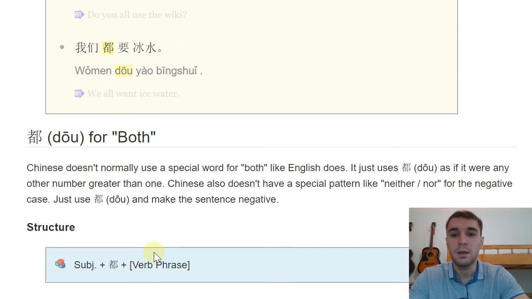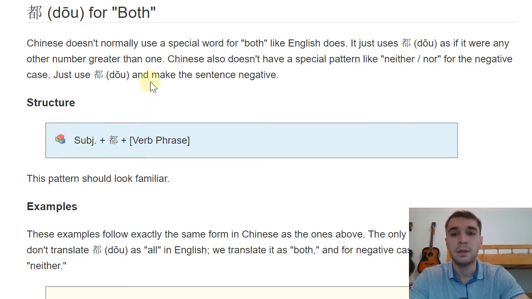Let's continue. 都 for both. Chinese doesn't normally use a special word for both like English does. It just uses 都 as if it were any other number greater than 1. Chinese also doesn't have a special pattern like neither nor. For the negative case, just use 都 and make the sentence negative. Okay, so subject plus 都 plus verb. Before we said we all, now we just say we both.